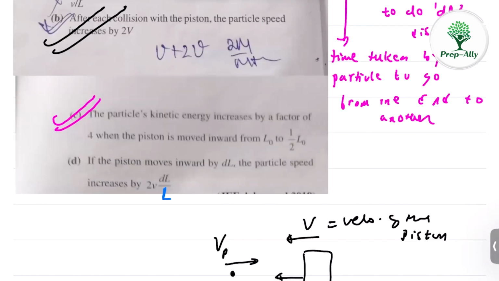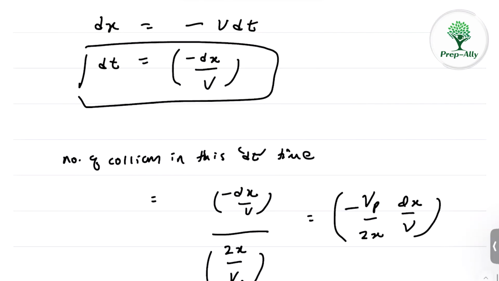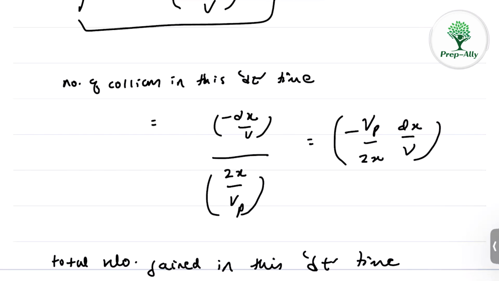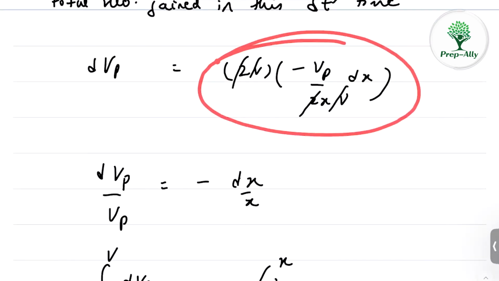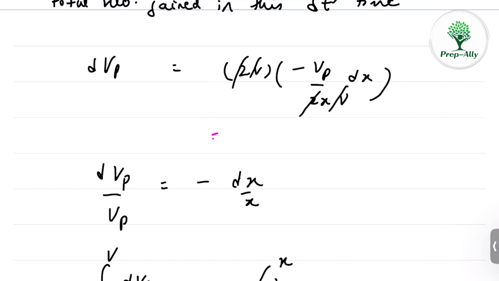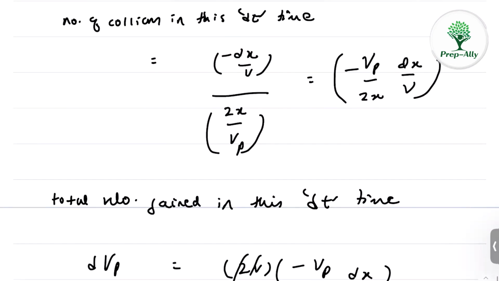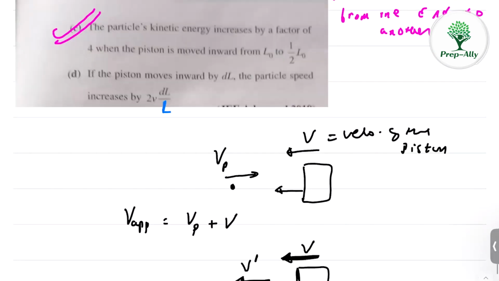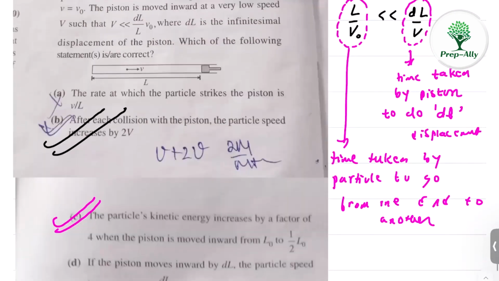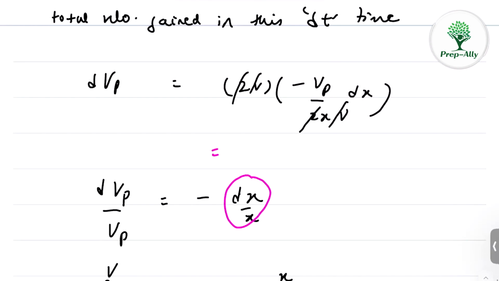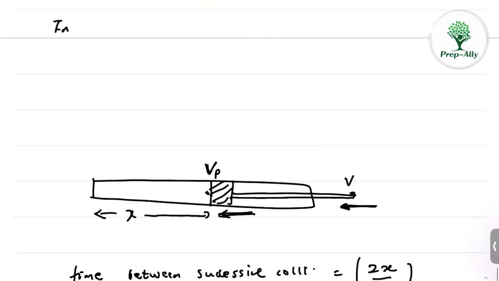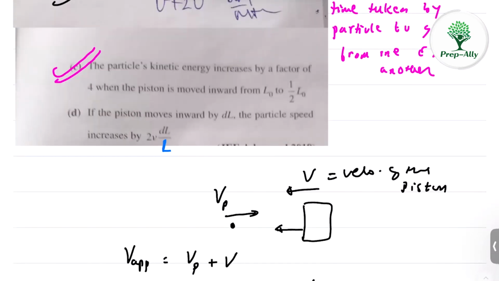If the piston moves inward by dl, the particle speed increases by, okay, that also we have found out. So particle speed increases by this value, and that is equal to, it is asked in terms of dl or dx by x. So velocity of the particle into dx by x. Particle's speed increases by this.